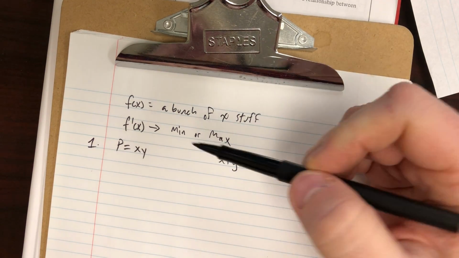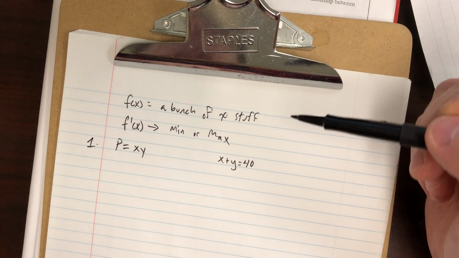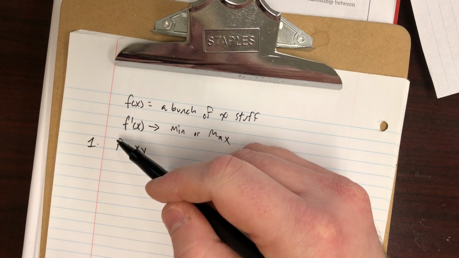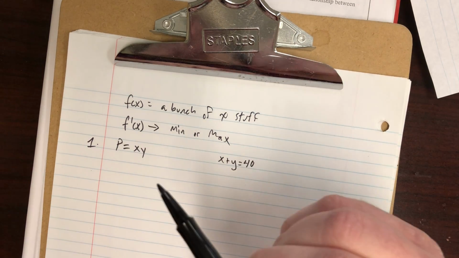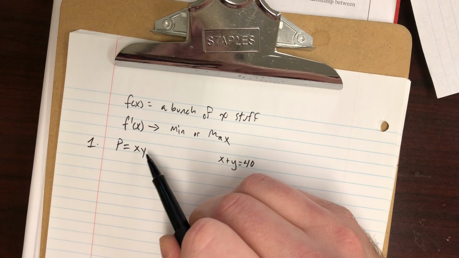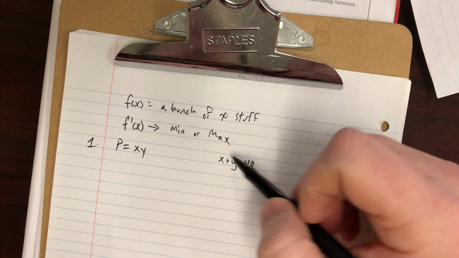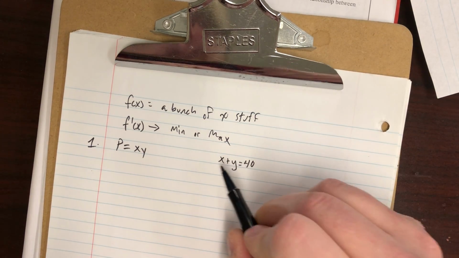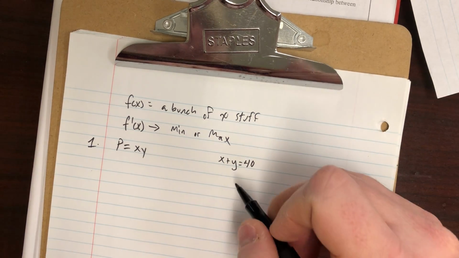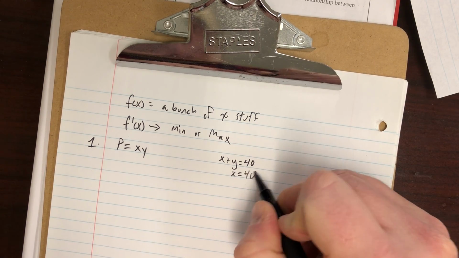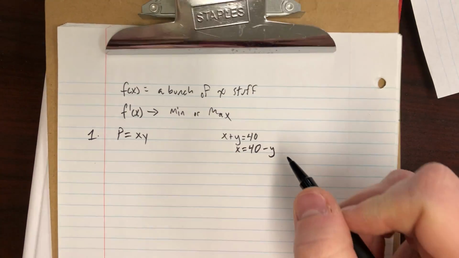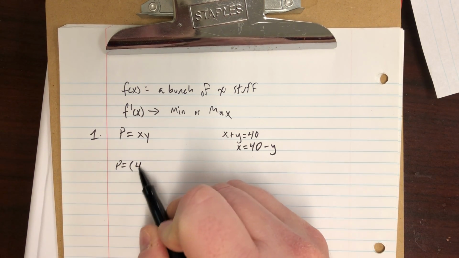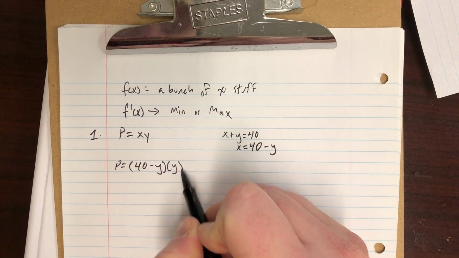So I've got a system of equations here, and at the end of the day, we want to maximize product, which means we want to take the derivative of P, but we don't want to do it with two different letters. We just want a single letter. So I'm going to substitute. I'll solve this for X. X is equal to 40 minus Y. So P is equal to 40 minus Y times Y.